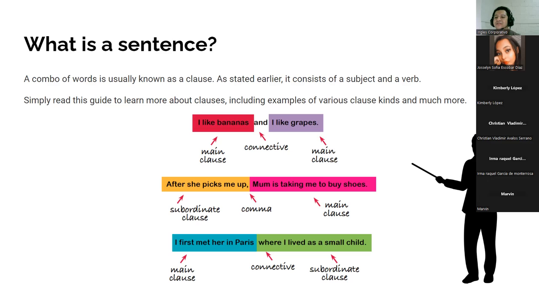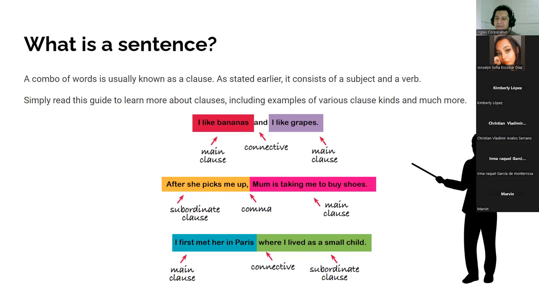Si yo digo, after she picks me up, ¿qué quiere decir eso? Después de que ella me recoja, she picks me up, ¿verdad? Entonces, después de que ella me recoja, mamá me va a llevar a comprar zapatos. Entonces, ¿cuál tiene sentido por ella sola? Mamá me va a llevar a comprar zapatos, ¿verdad? Eso yo lo entiendo sin ninguna otra palabra. La que no tiene sentido por ella sola es después que ella me recoja. ¿Por qué? Porque después de que ella me recoja, ¿qué, verdad? ¿Qué es lo que sigue? ¿Qué es lo que va antes? Entonces, esa depende de la principal. Mom is taking me to buy shoes. Y la última, ¿verdad?